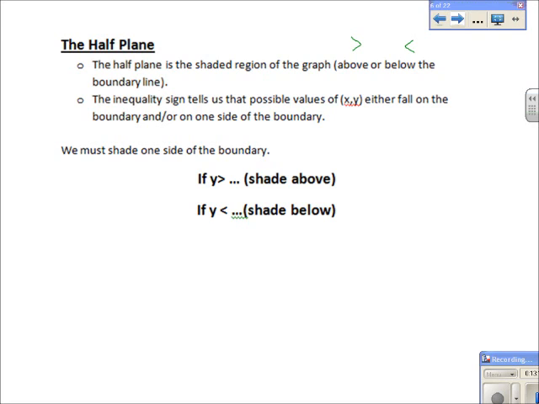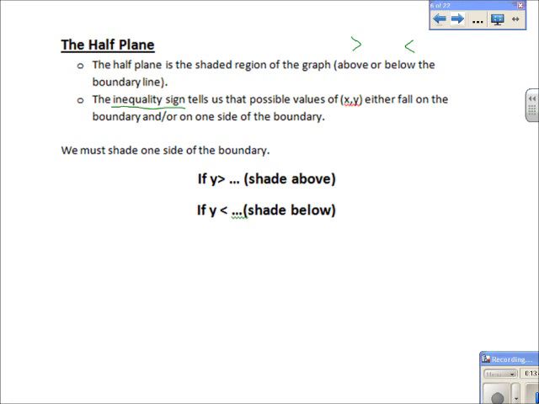The inequality sign that's in the linear inequality tells us which region to shade. It tells us that the possible values of x and y either fall on the boundary line, if we have an equal possibility of being equal, and or on one side of the boundary. So it looks like this.